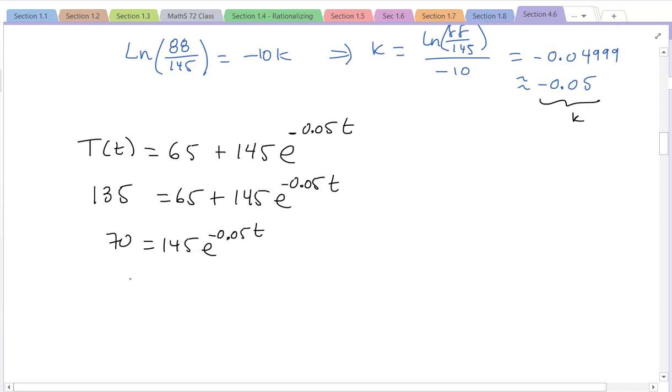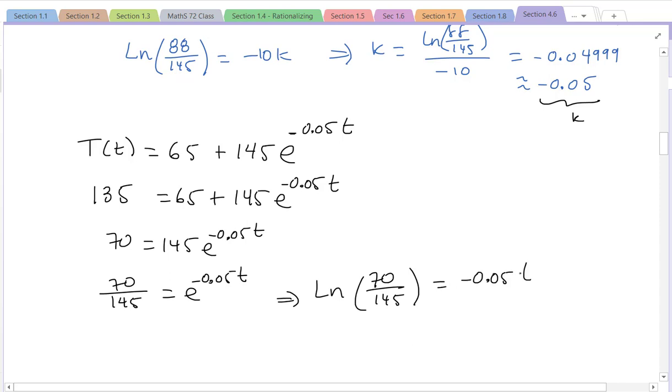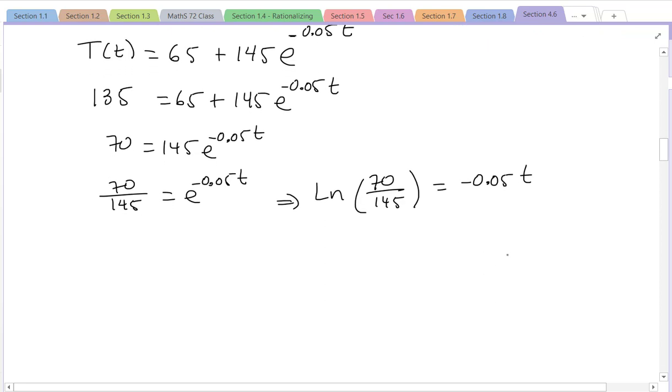Divide both sides by 145, and then you take the natural log again. So e to the minus 0.05 t, converted to a logarithm, base e, gives the natural log of 70 over 145 equals just the exponent, minus 0.05 t. Now we can get t out by itself. So t is this whole expression divided by negative 0.05.